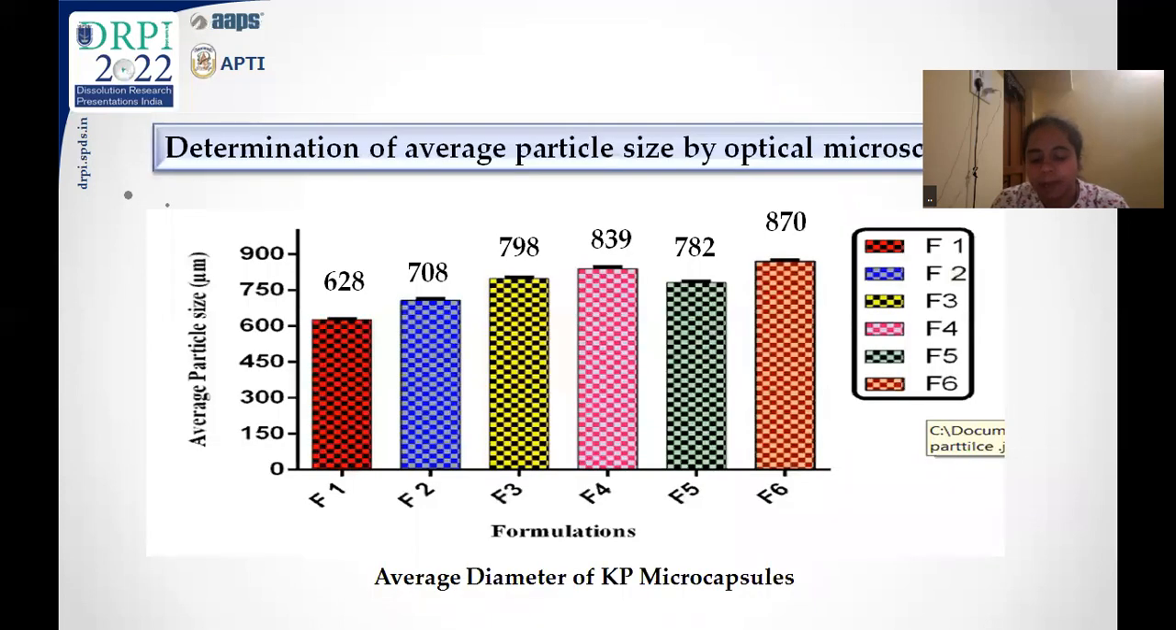Next, the mean particle size or average particle size of the microcapsules was determined by optical microscopy technique. The average particle size of the microcapsules ranged from 628 micrometer to 870 micrometer. The mean particle size of the microcapsules increased with the increase in the polymer concentration.